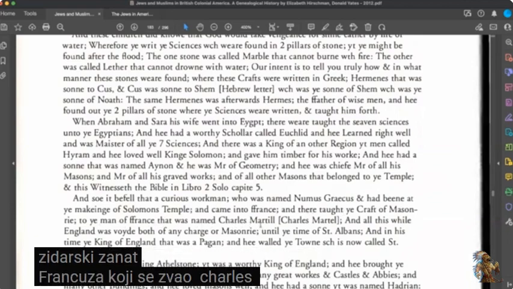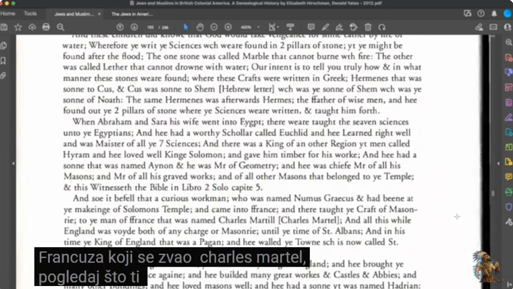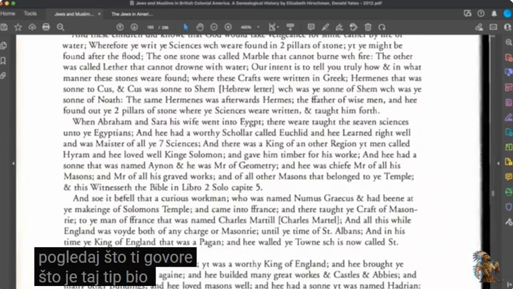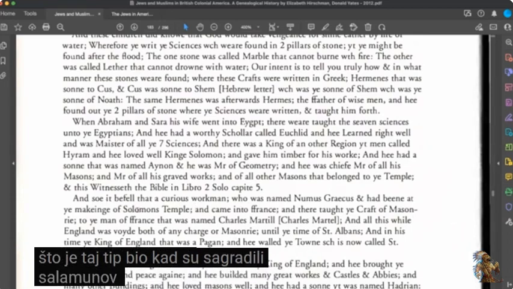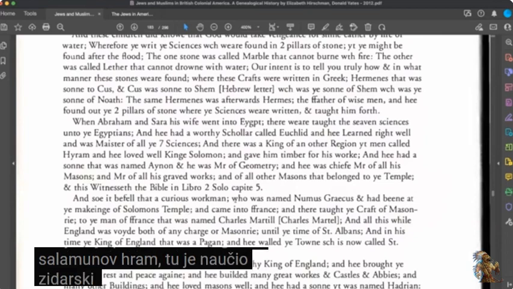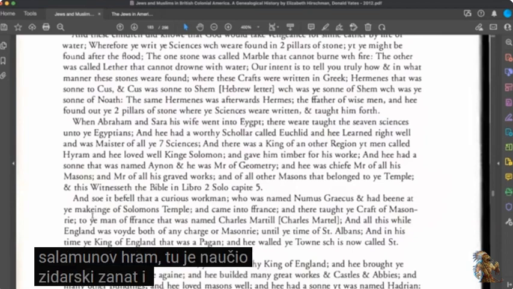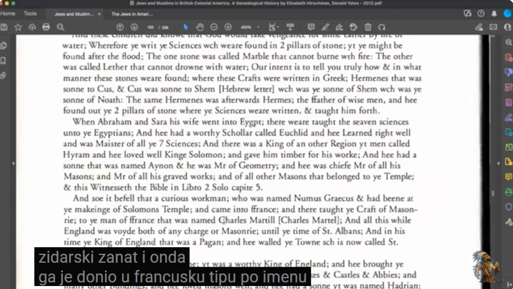Whoa, look at what they're letting you know about this guy when they built Solomon's temple. That's where he learned it, the craft of masonry. And then he brought it to France to this guy named Charles Martel.